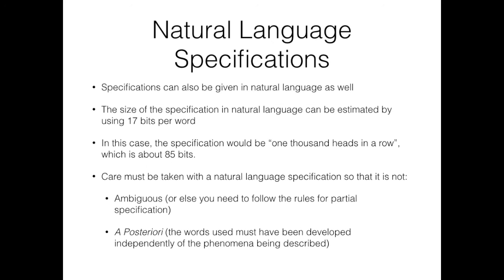Now, you have to take care with natural language to make sure that the specification is not ambiguous, or else we'll need to follow the rules for partial specification. Or a posteriori, which means that the words must have been developed independently of the phenomena being described. So if the word was developed to describe the phenomena, then it is no longer independent.